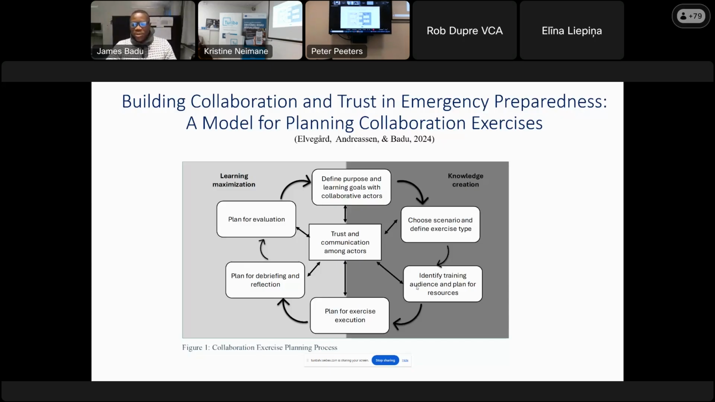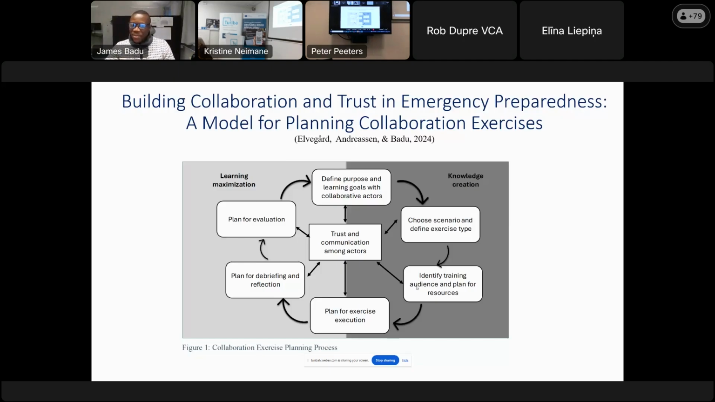And as you can also see, I have a darker side and a lighter side. On my right-hand side, you have knowledge creation, and on the left-hand side, you have learning maximization. I will also talk about these. But as we all know, for planning an exercise event, there's a cycle that we see.